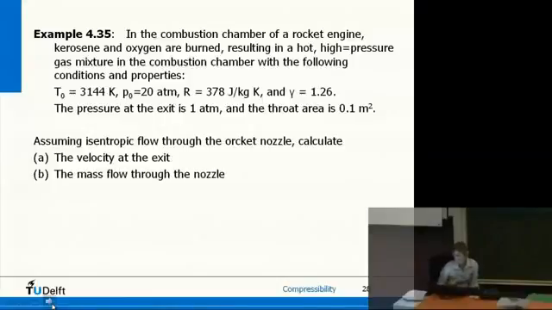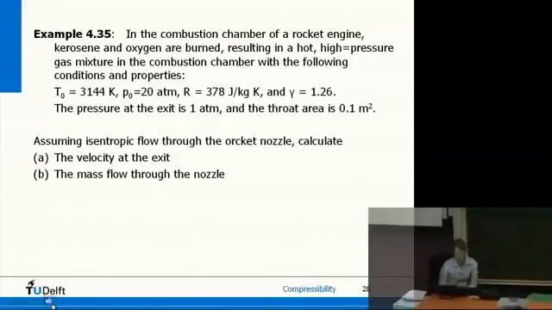So this is example 4.35 from Anderson, and it concerns a combustion chamber of a rocket engine where kerosene and oxygen are burned, resulting in a high-pressure gas mixture which is hot in the combustion chamber. And the following conditions are given. T0 is 3144 Kelvin, P0 is 20 atmosphere, R is 378, and gamma is 1.26. And please note that now we have a different R and a different gamma than for standard air conditions. Pressure at the exit is 1 atmosphere, and the throat area, so the smallest cross-section, is 0.1 meters squared.